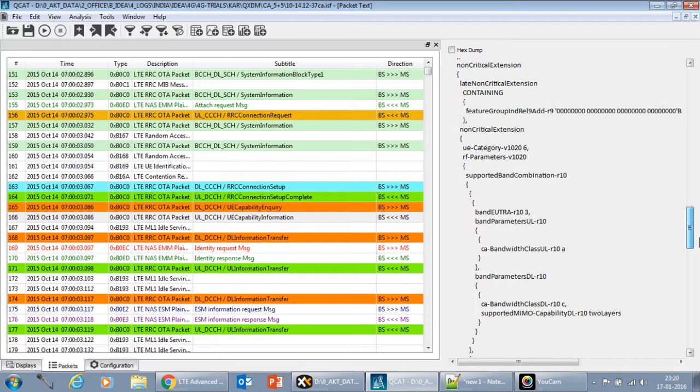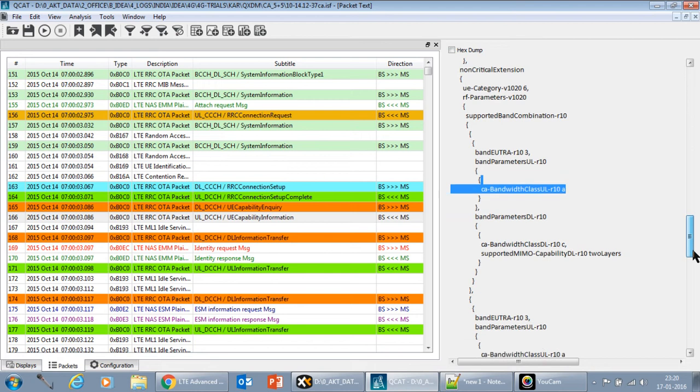Now here it says it is a cat 6 UE, and as part of RF parameters version 10, it is saying what band combination it supports. So it is saying it supports band 3. Uplink it is supporting CA bandwidth class A. A means 0 to 100 RB. And for downlink it is supporting C. C is up to 200 RBs, and it can support up to 2 layers of MIMO.